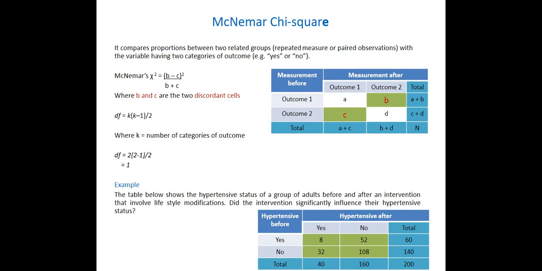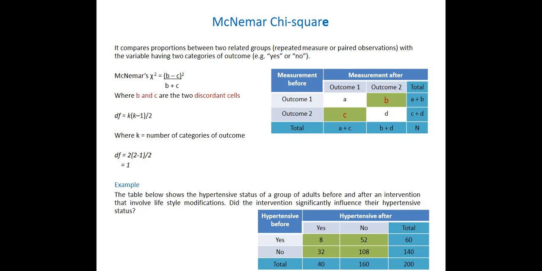Can we answer this? Can you come again? You know, we have already said that nothing concerns you about 8 and 108, because those ones didn't change. What they're going to use to calculate is the 52 and 32. And the 52 and 32, 52 was hypertensive before, it became non-hypertensive.